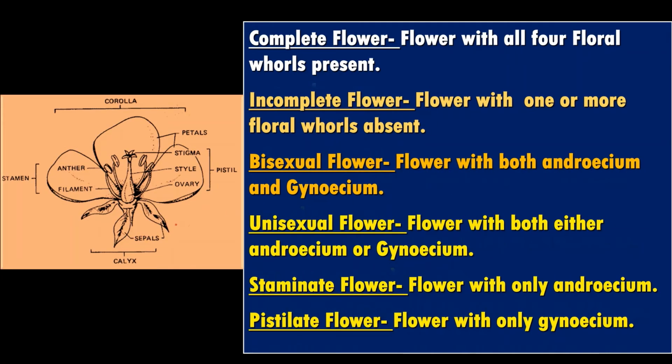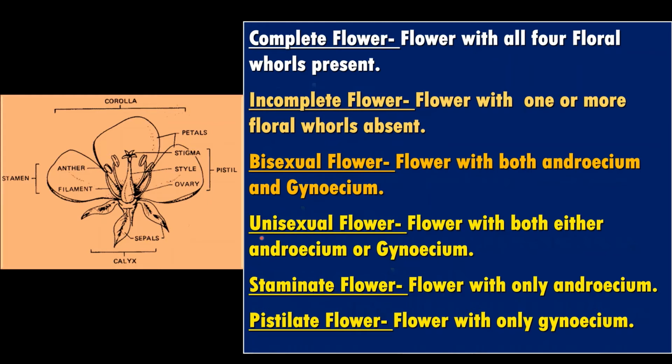Students, we can learn many terms associated with this flower. Now, this flower shows all four whorls, that is, calyx, corolla, androecium, and gynoecium. Therefore, a flower with all 4 whorls is called complete flower. If one or more whorls are missing, such a flower is called incomplete flower. Again, this flower shows both androecium and gynoecium. So, a flower with both androecium and gynoecium is called bisexual flower.